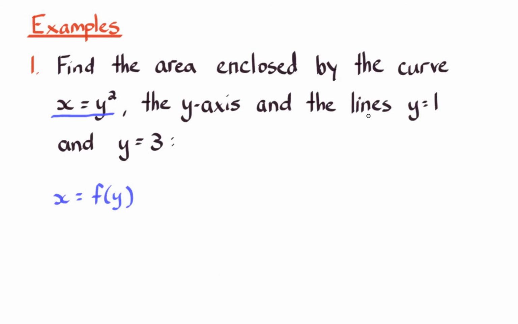We're also given the lines y equals 1 and y equals 3. These are both horizontal lines. So let's graph this to have a little bit of an idea of what's going on, and then we will solve.